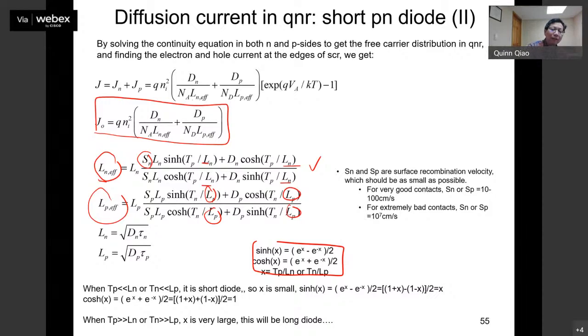This is different from the long diode, where we just use Ln equals Dn times tau n, and then you do that product. Lp is found from the product of Dp and tau p, and then you take the root of that. This is about the short diode.